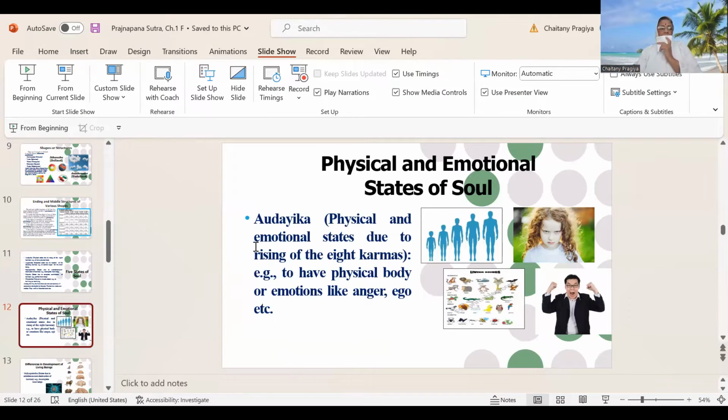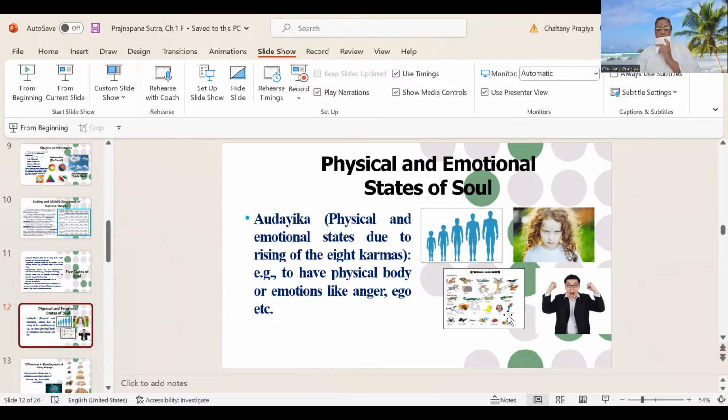Now here I have shown examples of all the five states of our consciousness, or you can say our soul. First, we have discussed the Udayic state. The Udayic state means the state caused by the rising of the karmas. And what happens because of the rising of karma? Either we get some physical qualities. You can see these are different physical shapes of living beings. They are because of the rising of their nam karma and other karmas.